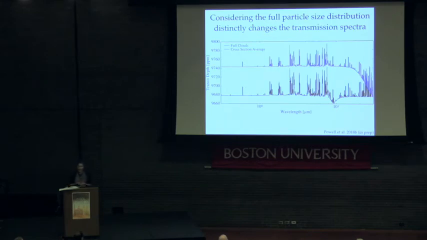So here the black line shows the resultant spectrum considering the fully resolved size distribution, while the blue line is the spectra assuming the same amount of cloud mass is present in one mean particle size that can only vary as a function of height. As you can see, there is a difference in both shape and amplitude between the two spectra.